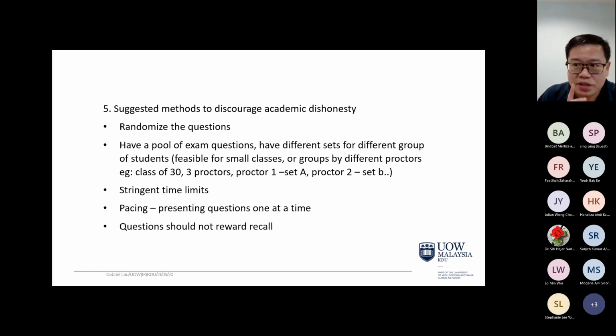Four, pacing, presenting questions one at a time. Now, there are pros and cons to the pacing concept. What is pacing? Pacing is like this. The exam starts at 10 o'clock. Students come in, register themselves online, everything ready. Immediately at 10 o'clock, question 1 will come out. Then they do it. Finished already, question 2 will come out. Then question 3 will come out.